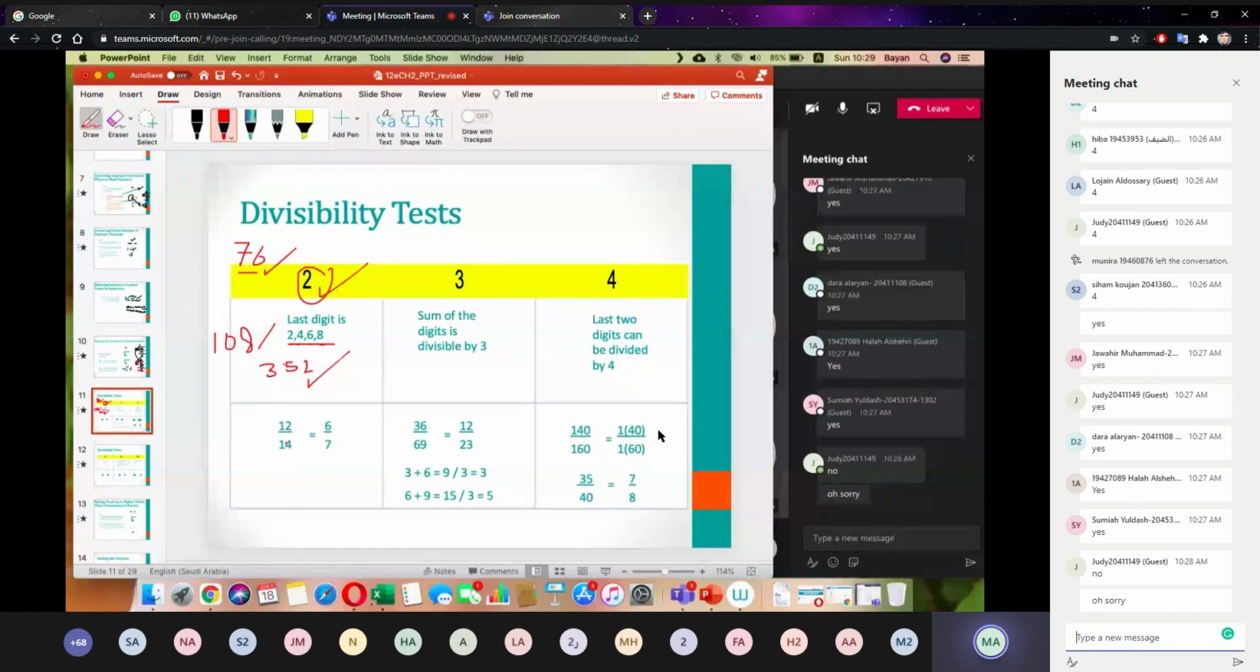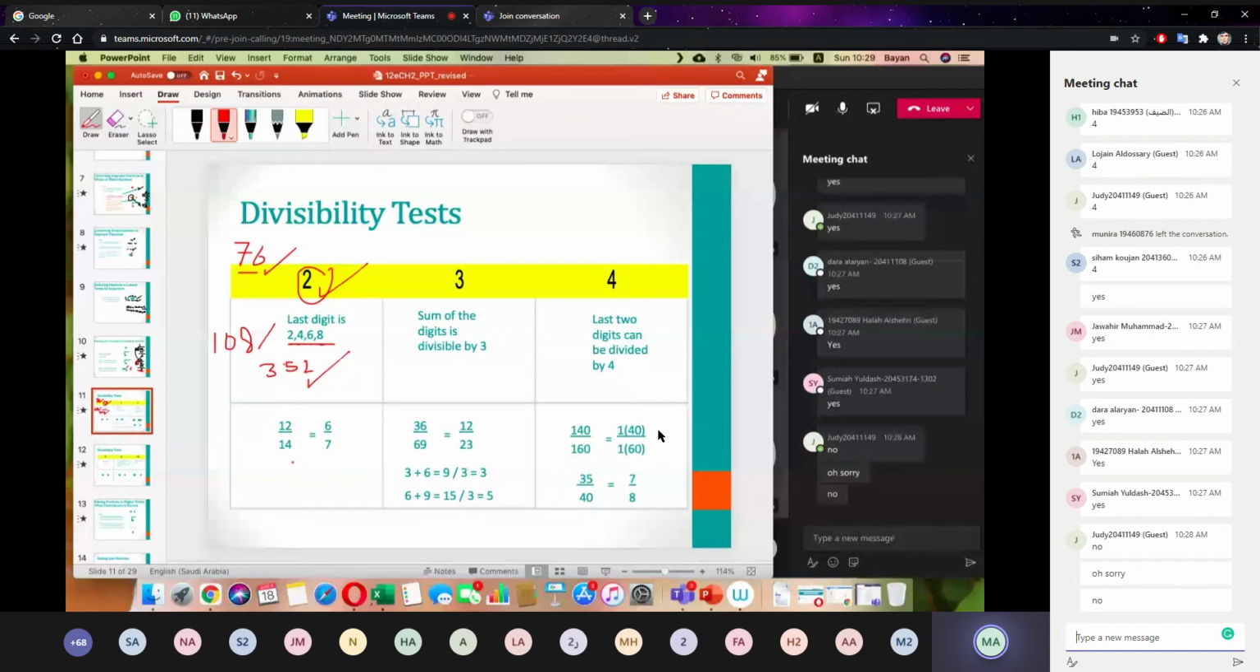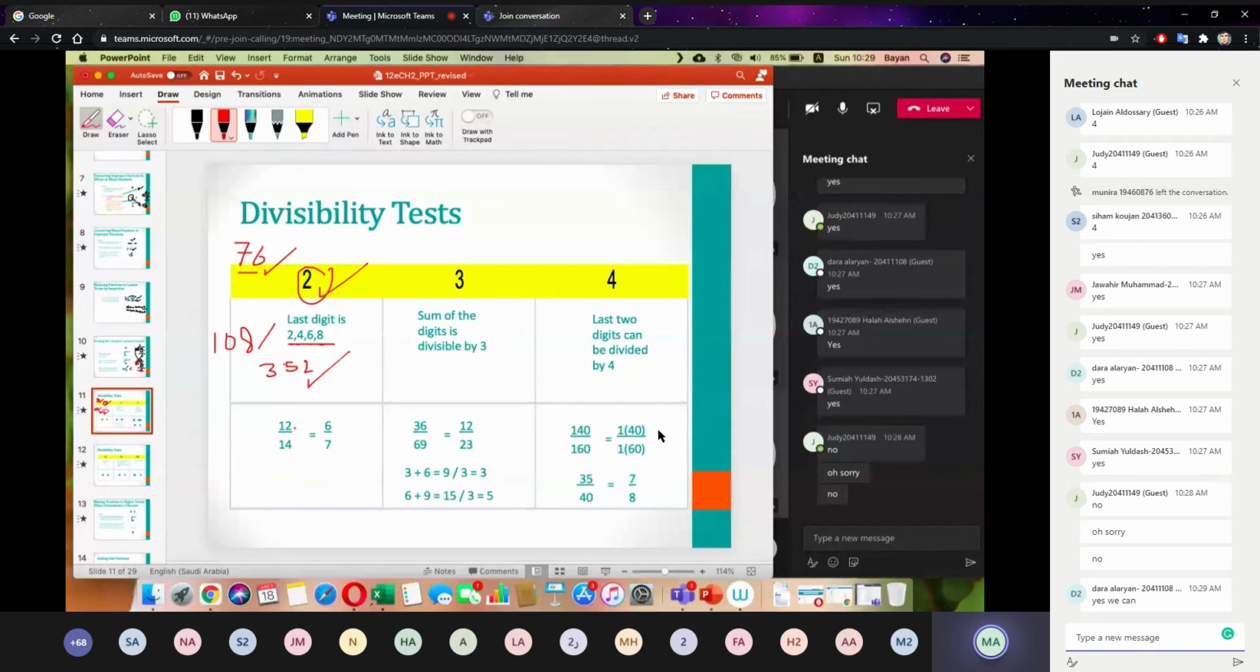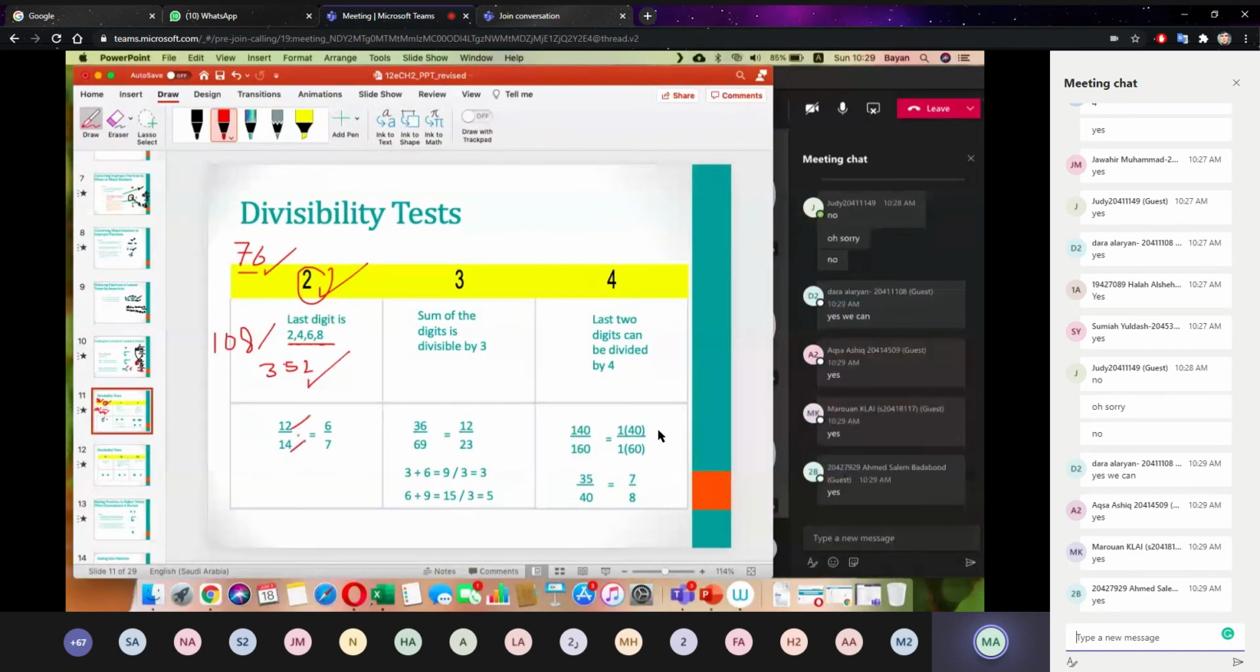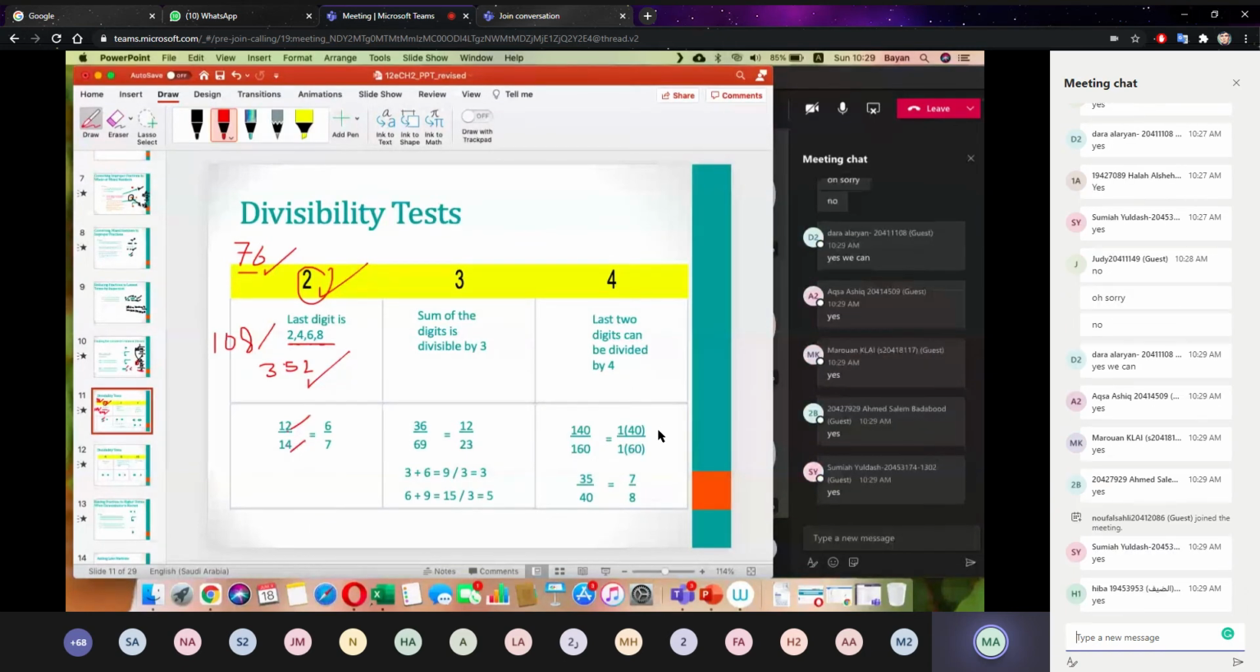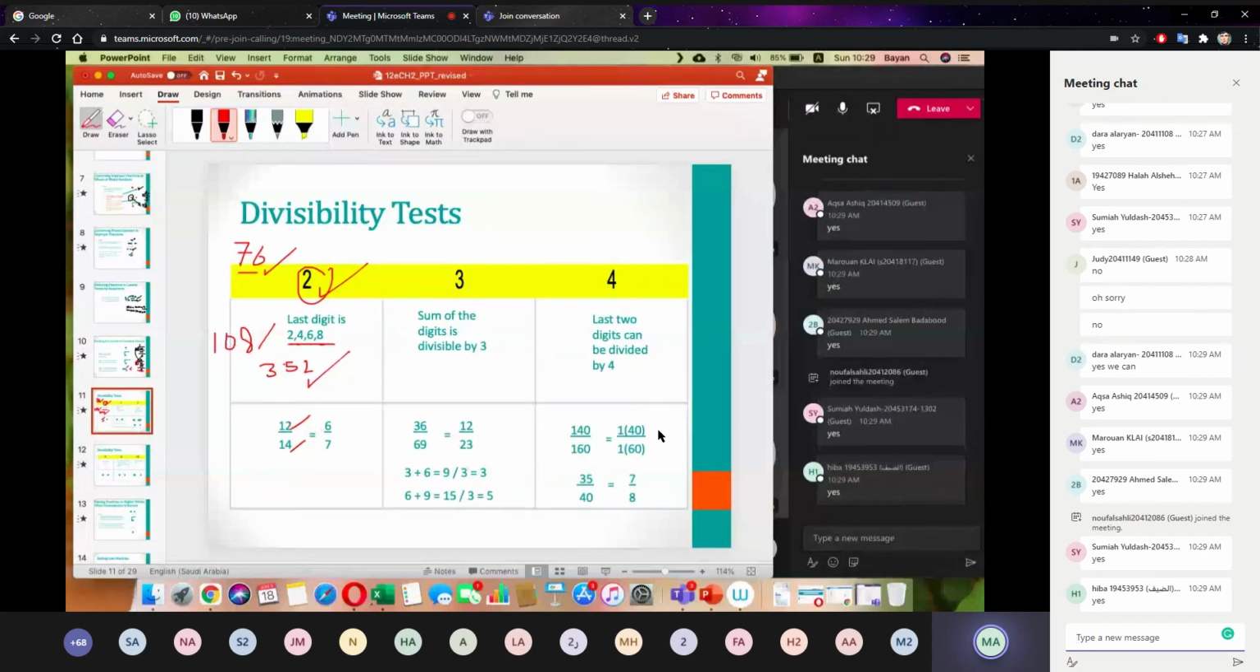Here we have 12/14. Can we divide it by 2? Can we divide 12 by 2 and 14 by 2? Yes, we can, because here it ends with an even number and here it ends with an even number. When it ends with an even number, you can divide it by 2. 12 divided by 2 gives you 6. 14 divided by 2 gives you 7. So we reduce this to the lowest term, which gives you 6/7.